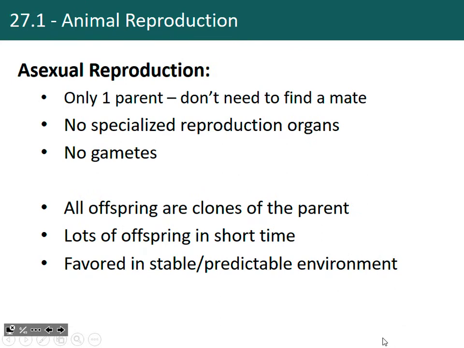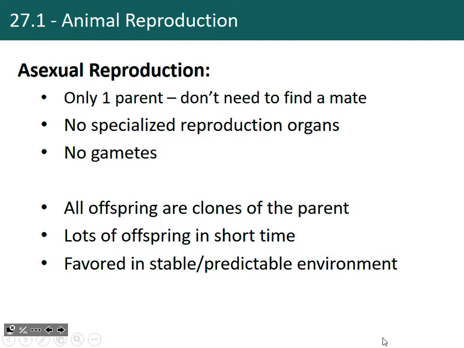The next thing that we want to talk about with animals is reproduction. And for the most part, animals are sexual organisms. They use sexual reproduction as their primary mode of reproduction. Many of them can also do asexual reproduction. So we're going to talk a little bit about both and what the advantages or disadvantages are to asexual reproduction versus sexual reproduction. So in asexual reproduction, big advantage, only one parent.